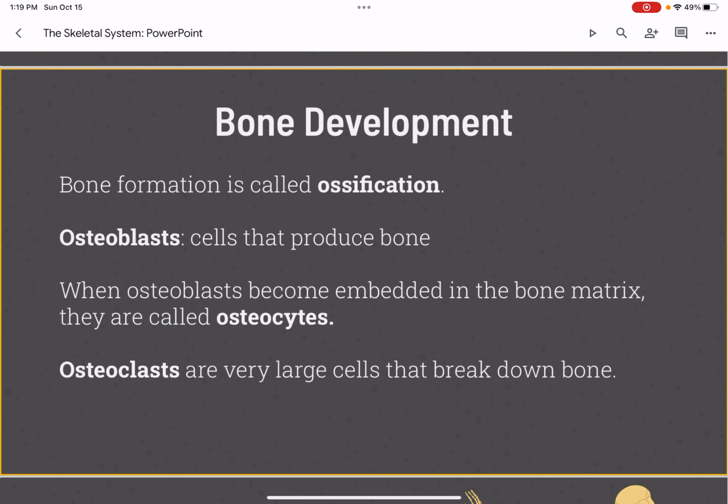Bone formation is called ossification. Osteoblasts are the cells that produce bone. When osteoblasts become embedded in the bone matrix, they are called osteocytes. Osteoclasts are very large cells that break down bone.